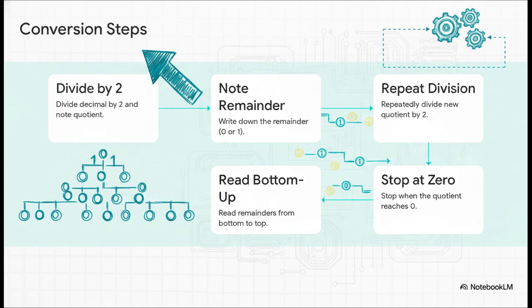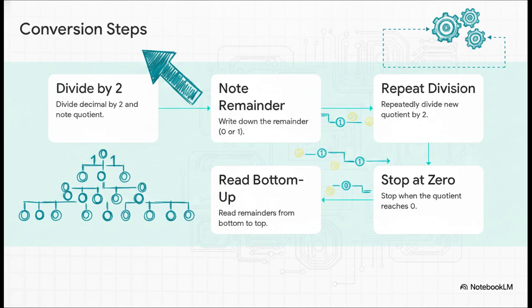Once you're done, here's the secret trick. You read your list of remainders from the bottom to the top. The bottom number is your most significant digit, and the top is your least. Doing this for the number 73 gives you the exact binary sequence of 1001001. Boom. You literally just translated a human thought into a machine command.